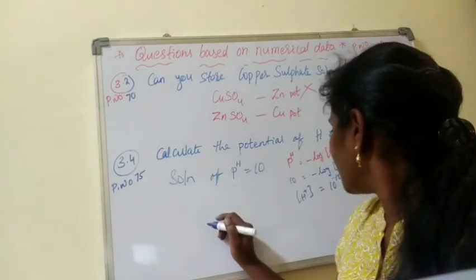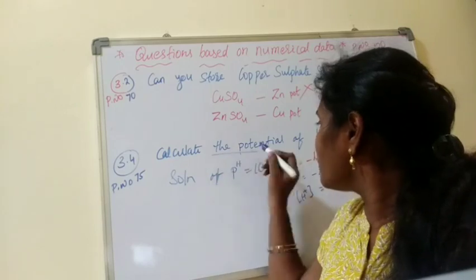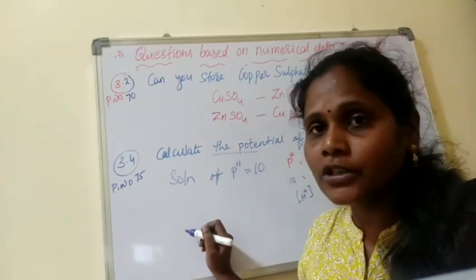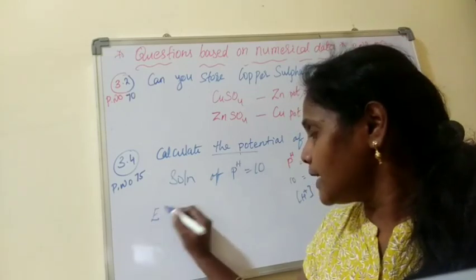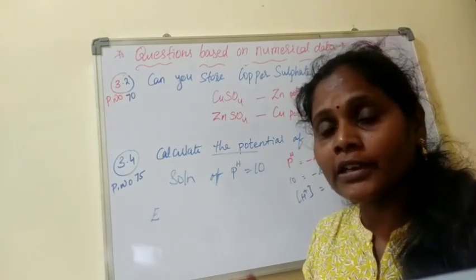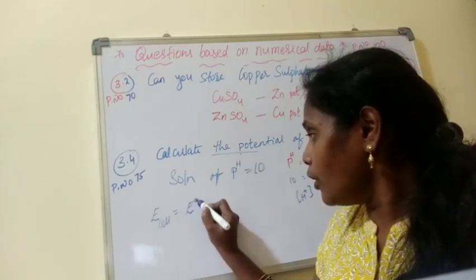Then, now I have to substitute this in the calculation of the potential of the cell. What is the potential of the cell? First we go to the Nernst equation. Nernst has given the single electrode potential calculation equation. So E cell is equal to E naught of that cell.